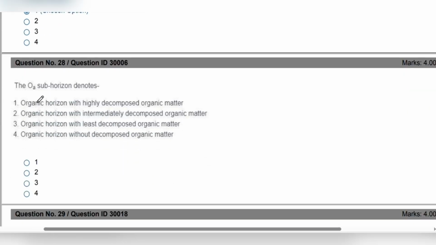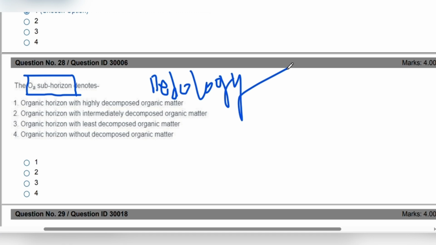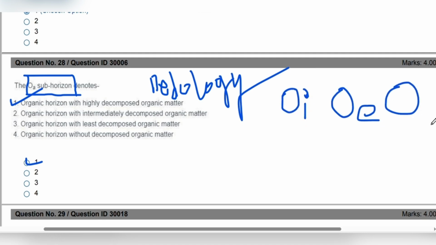Fine. Moving on, OA sub horizon, another classic question from soil science horizon, and this is a pedology question. I have already told you, you should give extra attention to pedology, as pedology is very, very, very vital for your preparation. Here, you know, the answer will be organic horizon with highly decomposed organic matter, option A. You should know there are 3 types of O horizon: OI, OE, and OA. This one is the least decomposed, this one is the medium decomposed, and this one is the highest decomposed.